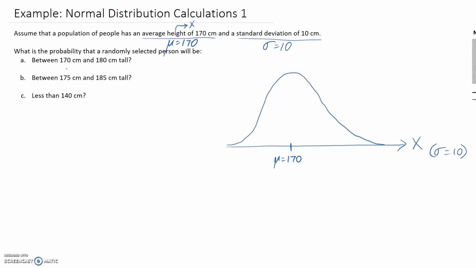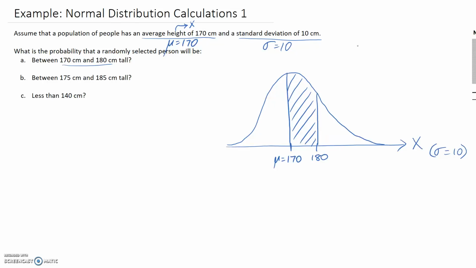We need the probability that someone's between 170 and 180 centimeters tall. So 170 is already marked. Let's pop in 180 here. What we're going to find is that to calculate the probability, we need the area under the curve. So this area in the zone we're interested in. Now, in order to do this using our tables, what we need to do is convert from x, our people's heights, into z, which is like the normalized distribution.